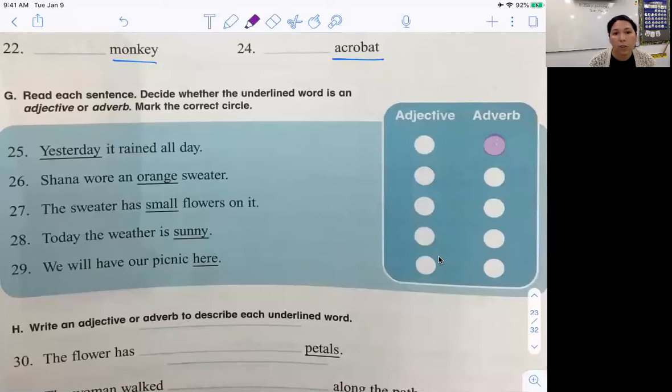Shanna wore an orange sweater. Is orange an adjective or an adverb? 27. The sweater has small flowers on it. Is small adjective or adverb? Mark your answer. Number 28. Today the weather is sunny. Is sunny an adjective or an adverb? And 29. We will have our picnic here. Is here an adjective or an adverb?